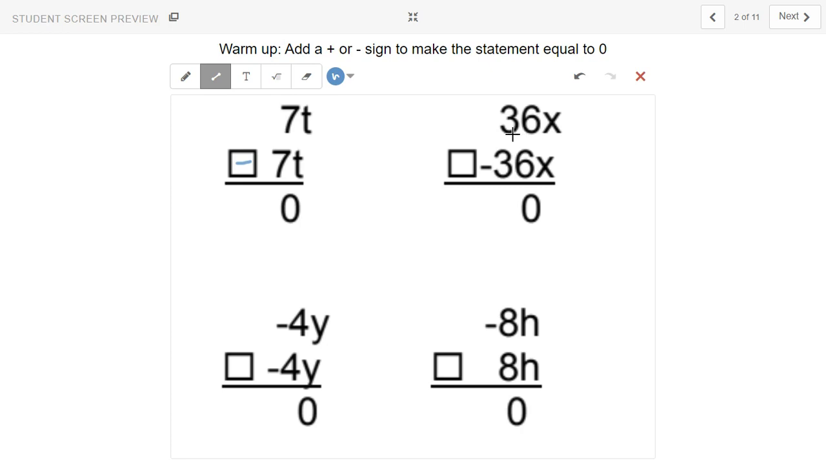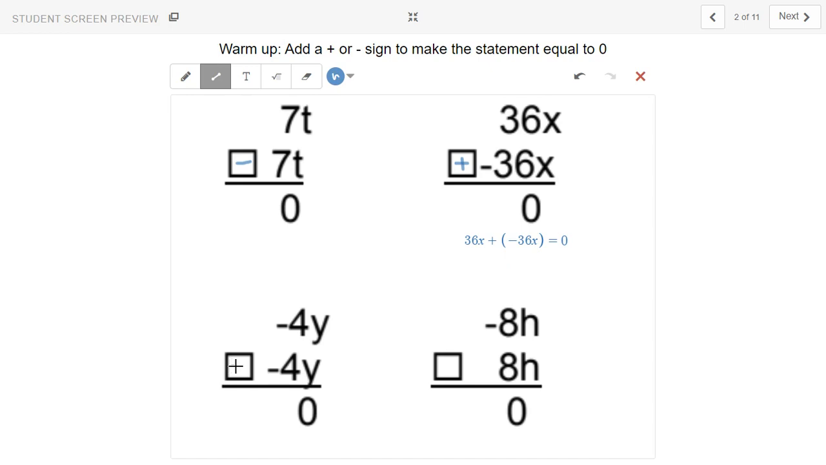Okay, what about this one? 36x and negative 36x. Am I going to add these two numbers or subtract these two numbers in order for us to get 0? Right, we need to add, because I'm adding a negative number, which is the same thing. It gives us 0. Okay, let's look at this one, negative 4 and negative 4.